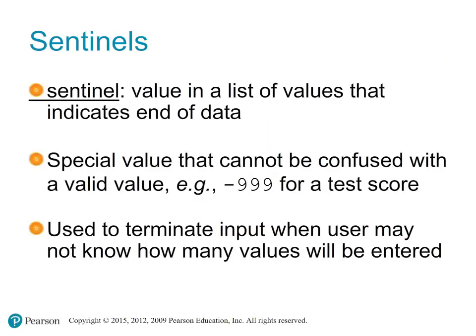A sentinel is a special value used to indicate the end of a list or sequence of data. It is a predefined value that signals the end of data entry or processing. It is not considered part of the actual data. It should be a value that cannot be confused with a valid data entry. Sentinels are particularly useful when the user may not know in advance how many values they will enter. For instance, when entering a list of numbers, the user might use a sentinel to indicate they are done.